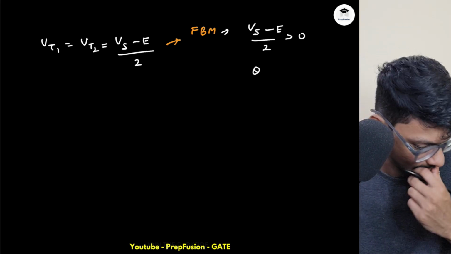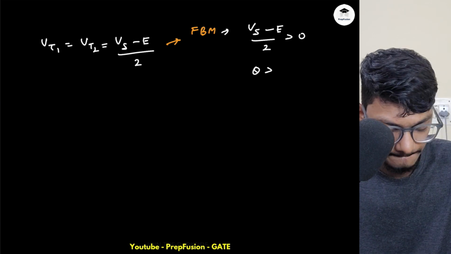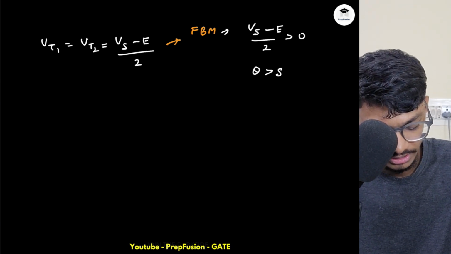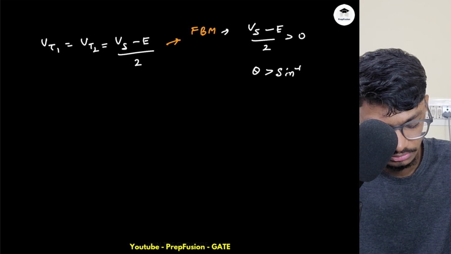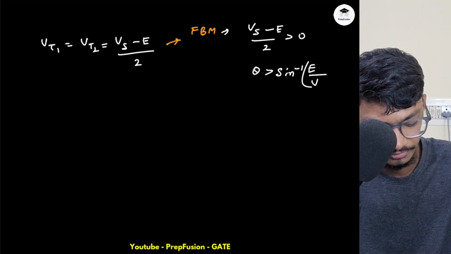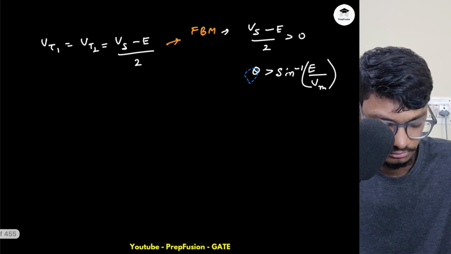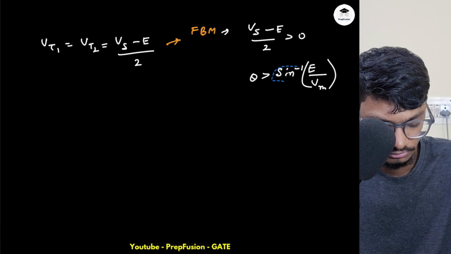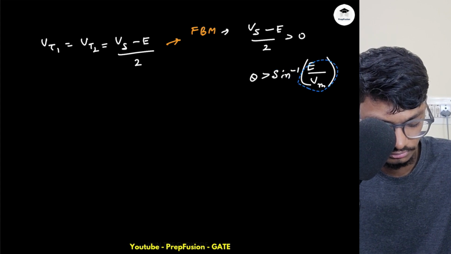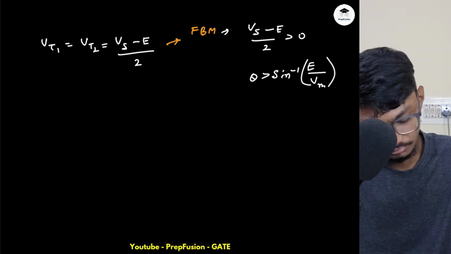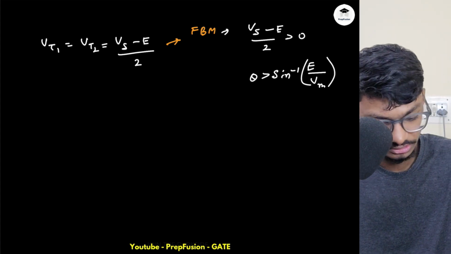is greater than sine inverse E by Vm. Theta is greater than sine inverse E by Vm.